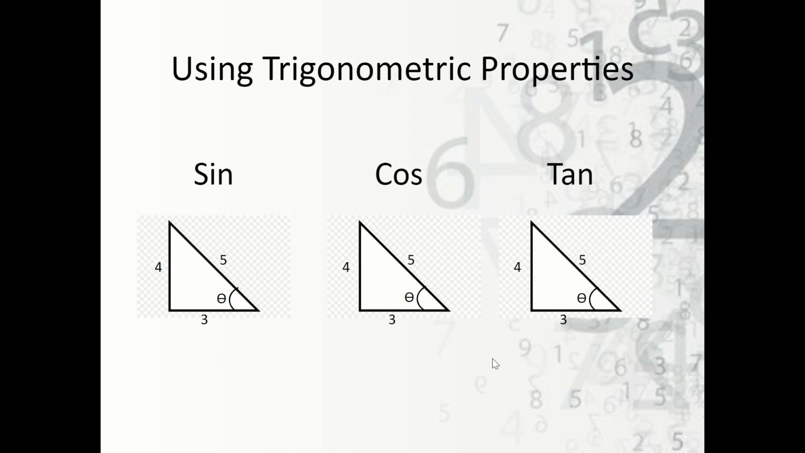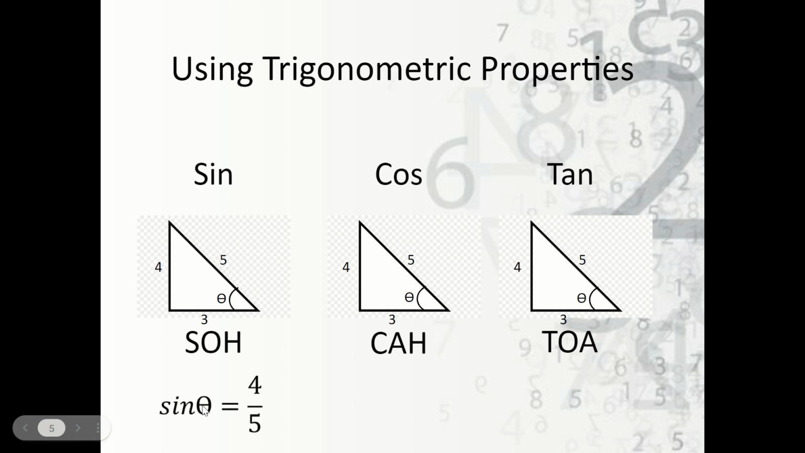Now, how do we use these trig properties? So let's say I wanted the sine of, we call this theta. So we want the sine of theta. So sine, remember, is SOH, cosine is CAH, and tangent is TOA. So we're going to take this and we're going to go opposite, which is 4, over the hypotenuse, which is 5. So the sine of theta is 4 over 5.